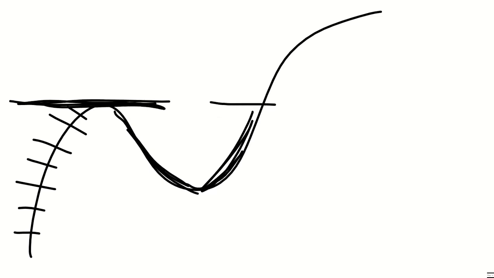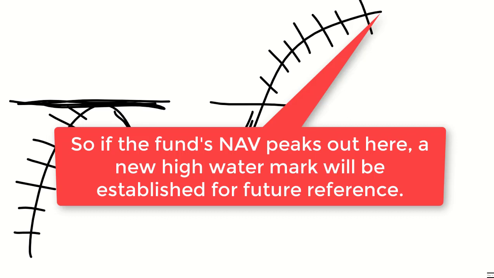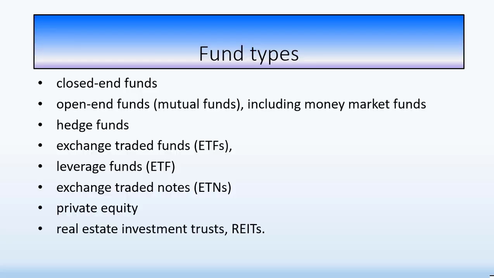It's only once it passes this high water mark, this hatched line here, that performance fees will continue to be charged. So on that downward dip, there's no charge. And that gives portfolio managers an incentive to perform really well. Open-ended funds just don't have that mechanism. They don't have performance fees like hedge funds do.